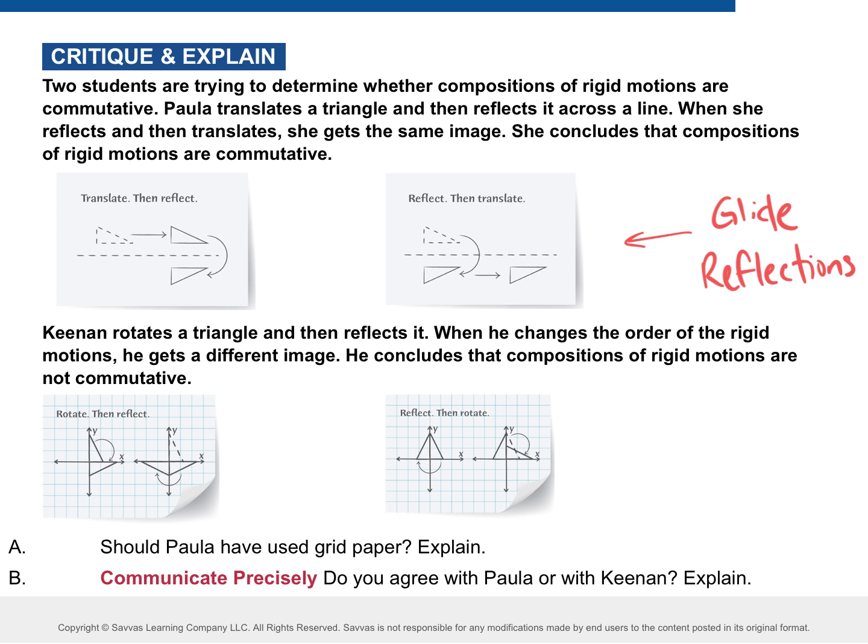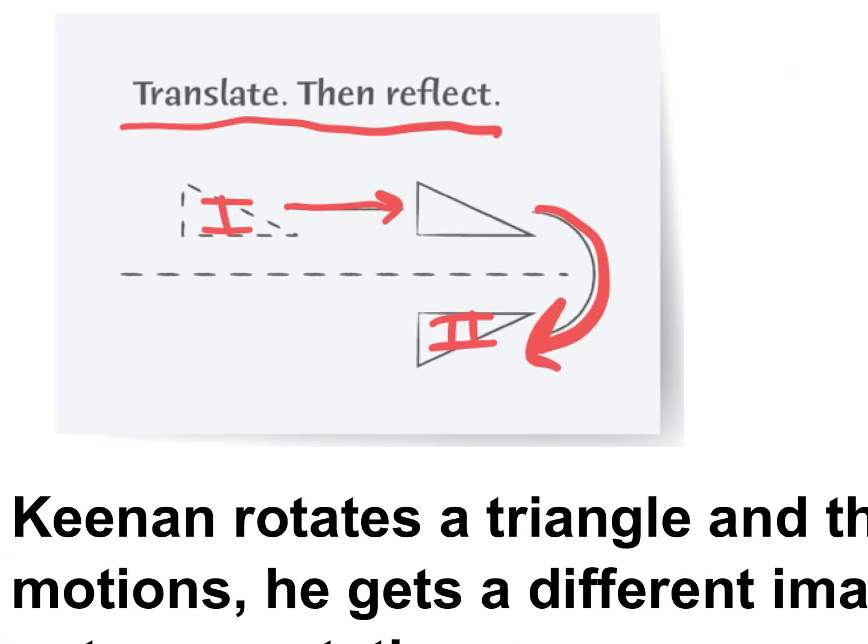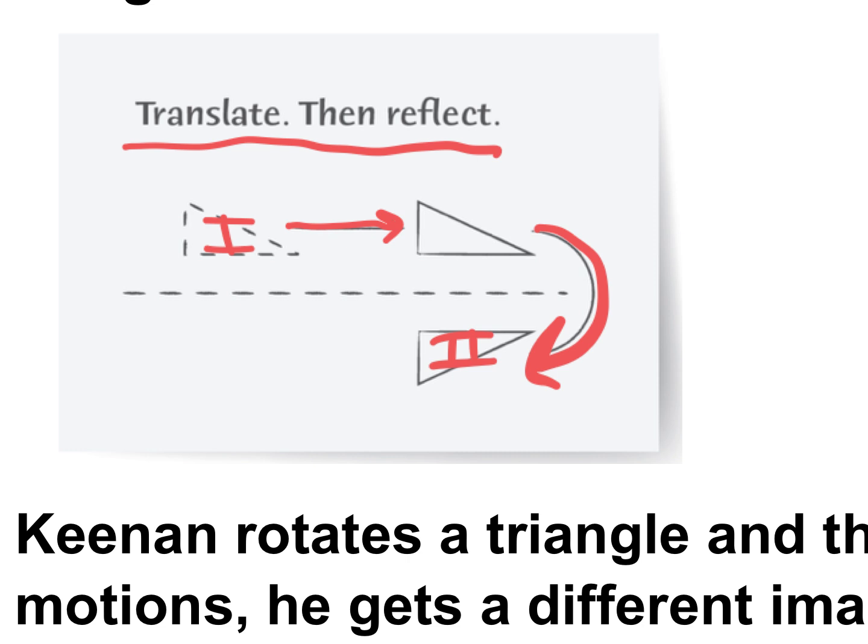If I'm looking at this one, translate, then reflect. This is my original. This is my ending image. First they're telling us it's translating. We know it's translating because all it's doing is moving or gliding along the picture. And then it is reflecting over that line. I want to talk about something real quick. How do we know the difference between what a rotation looks like and what a reflection looks like? Because some people might think this is a rotation instead of a reflection.